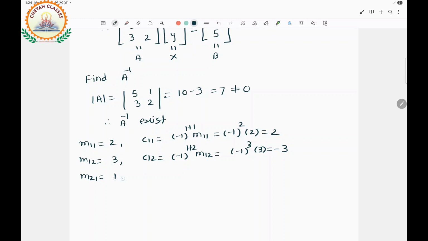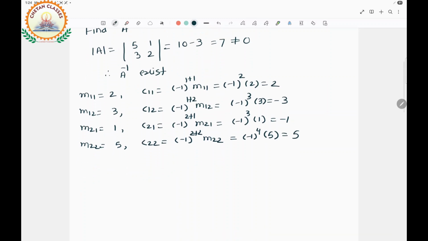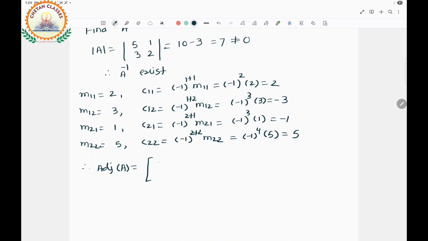Now M21 is equal to 1. C21 is equal to minus 1 raised to 2 plus 1 into M21, which is minus 1 raised to 3 into 1 is equal to minus 1. And M22 is 5. So C22 is equal to minus 1 raised to 2 plus 2 into M22, so minus 1 raised to 4 into 5 is equal to 5. Therefore, the adjoint of A is the transpose of [2 minus 3; minus 1 5], so [2 minus 1; minus 3 5].